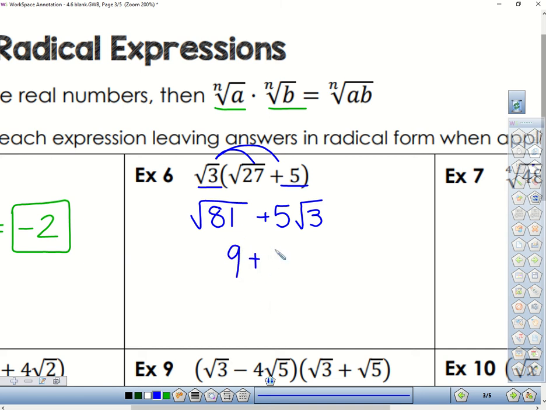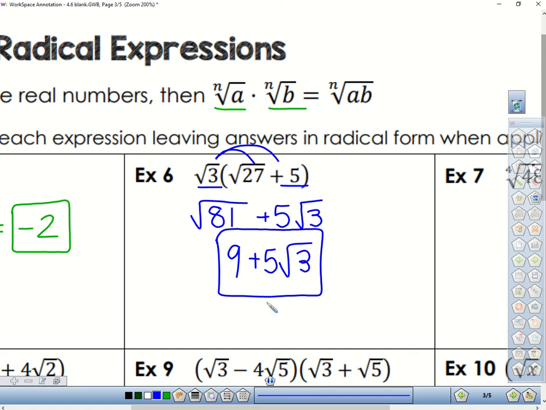So we end up with 9 plus 5 radical 3. Now, can we keep going or no? We actually can't add the 9 and the 5 because this 5 is associated with the square root. So these are not like terms. Now, realistically speaking, if we're being technical, these are like terms because these are both just numbers, but one of these is an irrational number.